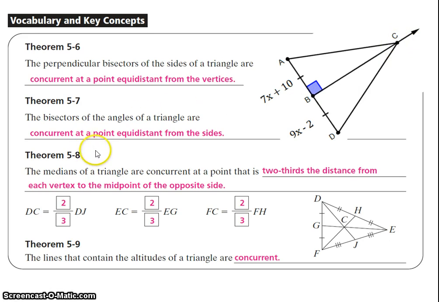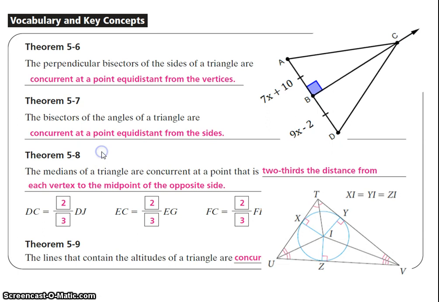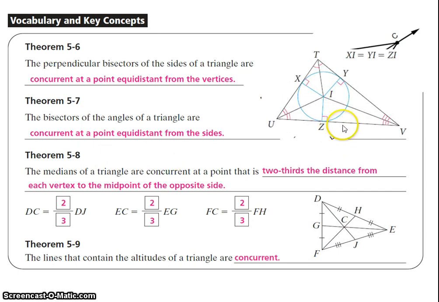Bisectors of the angles of a triangle are concurrent at a point equidistant from the sides. That's what this one looks like here. So each side is exactly the same distance away, this being the center of the circle, and this is what's called an inscribed circle. The medians of a triangle are concurrent at a point that is 2/3 the distance from each vertex to the midpoint of the opposite side.